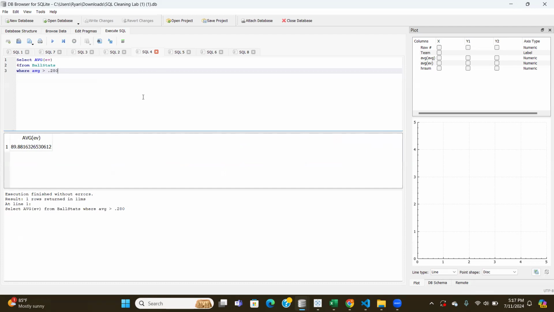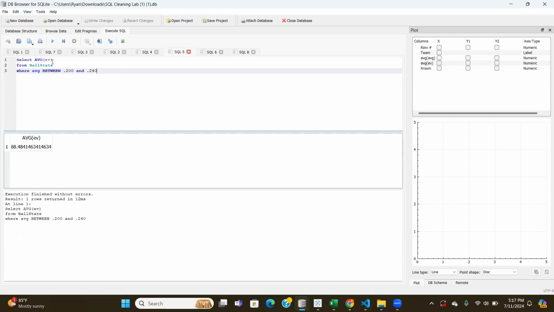The main thing I was trying to do, with my original primary question, was: does higher exit velocity translate to higher batting average? So what I did was I selected the average exit velocity of every hitter who's hitting above 280. And it gave me that the average exit velocity of hitters hitting 280 and above is 89.88 miles per hour.